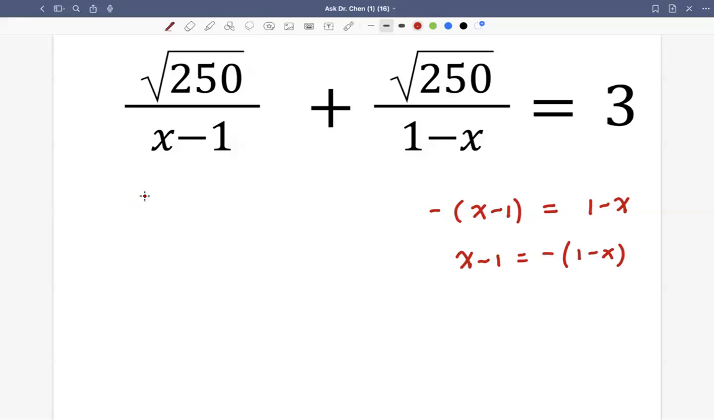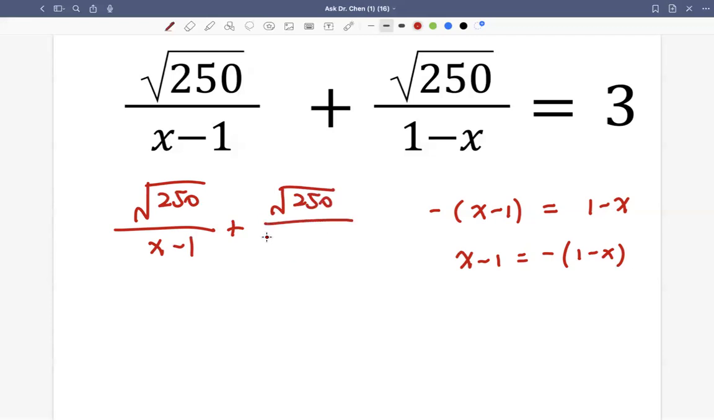So which means we can rewrite this equation. We can rewrite the second term. Then the denominator becomes negative, right? Plus square root of 250. The denominator becomes a negative x minus 1.